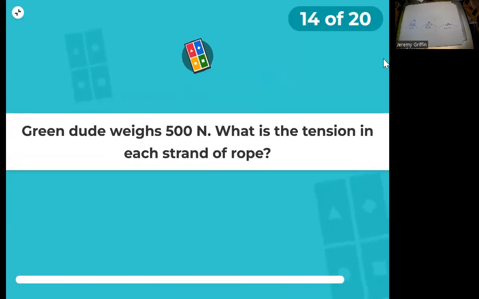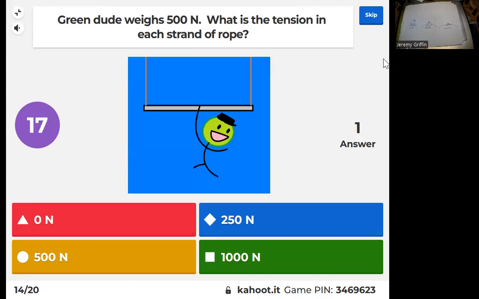So this green guy is going to weigh 500 newtons. What is the tension in each strand of rope? He weighs 500 newtons.